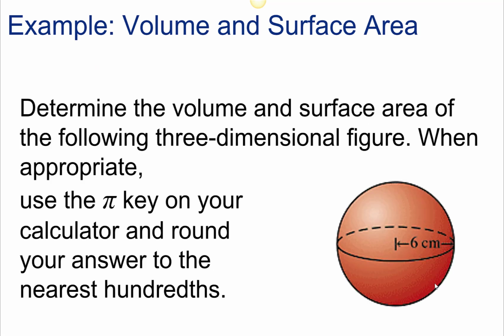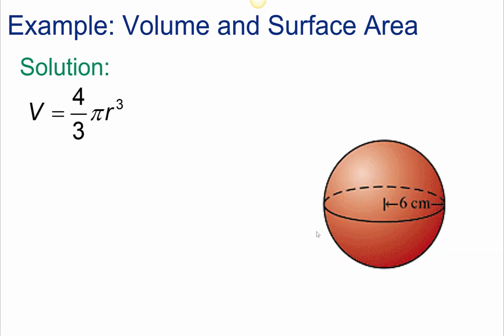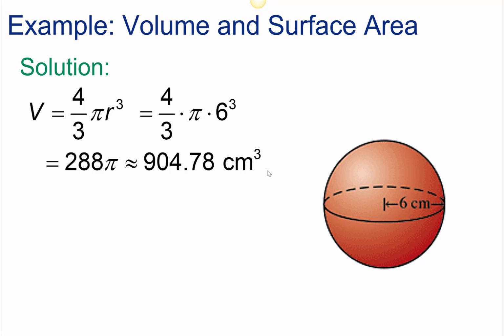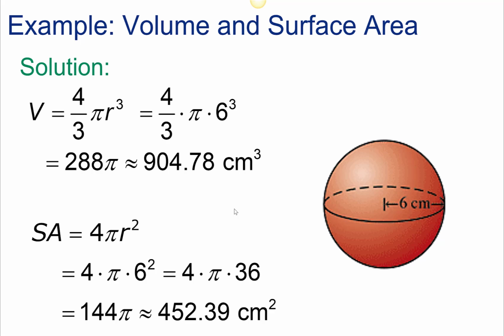Determine the volume and surface area of this sphere. Now again, in a sphere, we're going to be using pi. The volume formula is 4/3 pi r cubed. Our radius here is 6 centimeters. So I put that into my formula. Again, I'm going to multiply by pi at the very last step. So 6 cubed times 4 and then divide by 3, I get 288. Multiply using my pi key, 904.78 cubic centimeters. And then the surface area is 4 pi r squared.